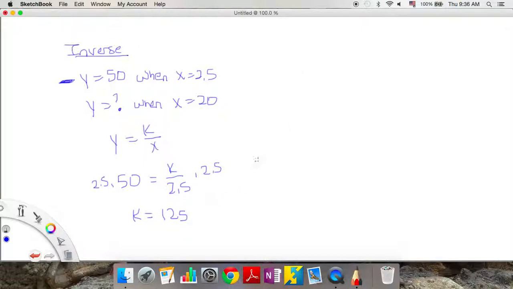Then I plug that in over here. So for this particular relationship, I know that y is always equal to 125 divided by x. If I want to know what it is when x is 20, y is 125 divided by 20. So y is 6.25. So that's an inverse relationship.